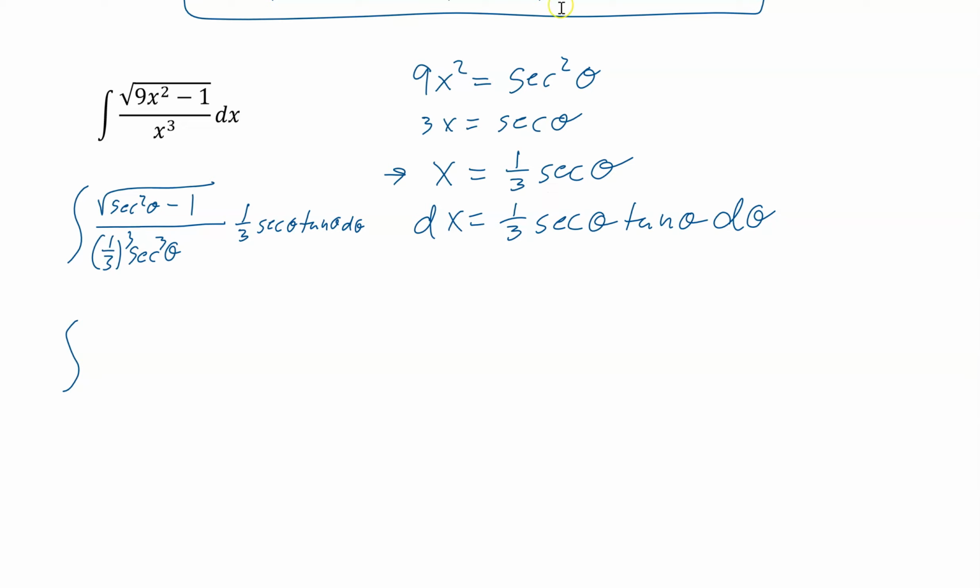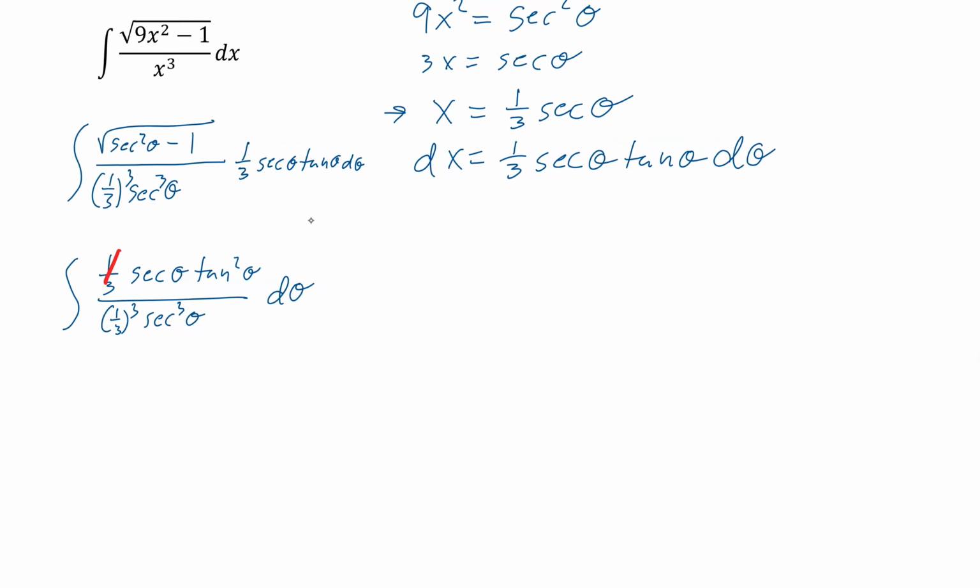So on the top, tangent times tangent becomes tangent squared. So 1/3 secant theta tangent squared theta. And then on the bottom, we have 1/3 cubed secant cubed theta d theta. And so now we can cancel. That one takes out one of those. That one takes out one of those. So we end up with tangent squared theta over 1/9 secant squared theta d theta.